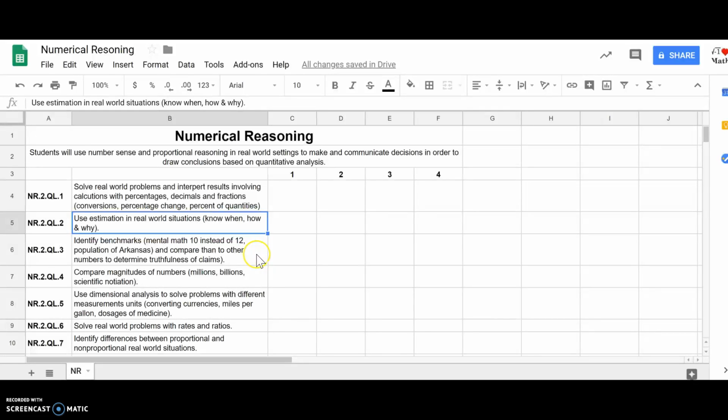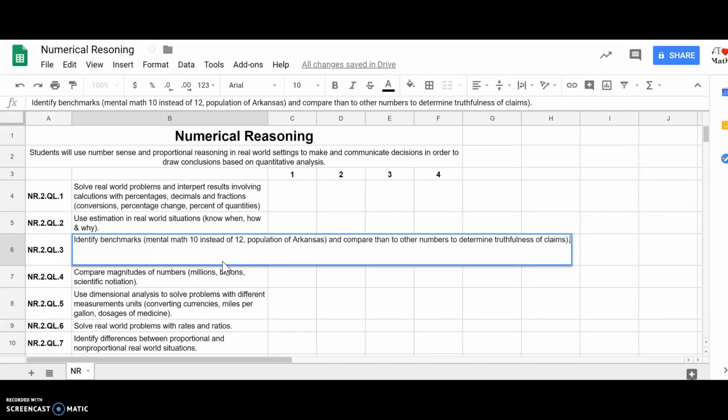So the next one is identify benchmarks. And so I put in parentheses here some things that I thought maybe would help. So like mental math, meaning use 10 instead of 12, or the population of Arkansas. So just some benchmark kinds of numbers. A lot of the benchmarks I would assume you would use would be multiples of 10 because that's just easier. So you're going to use those and compare them to other numbers to determine the truthfulness of claims.